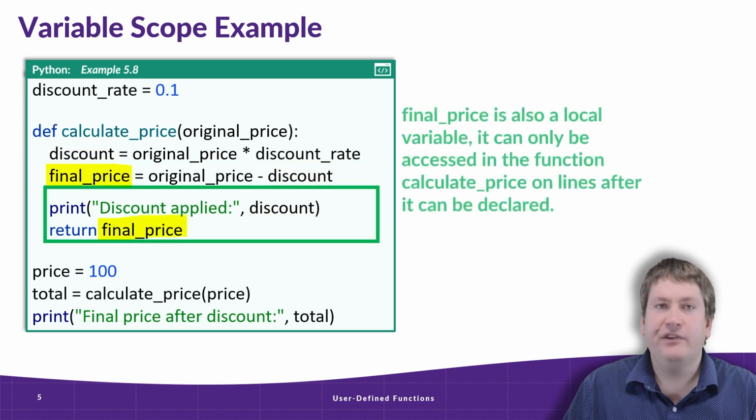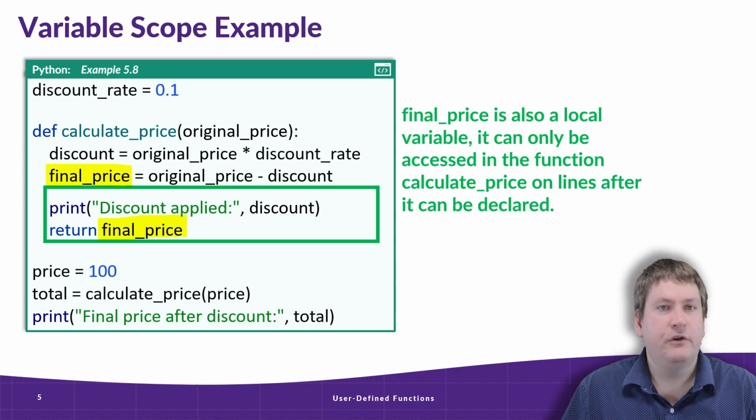Final price is also local to this function. It can only be accessed in this little rectangle here, where we have already declared it, and it is inside the function.